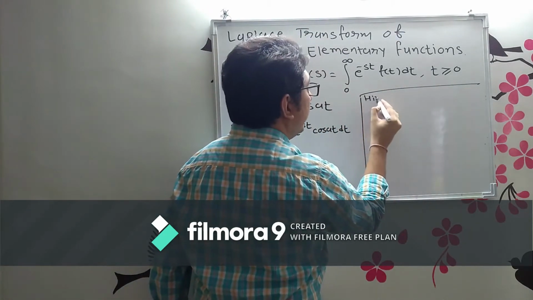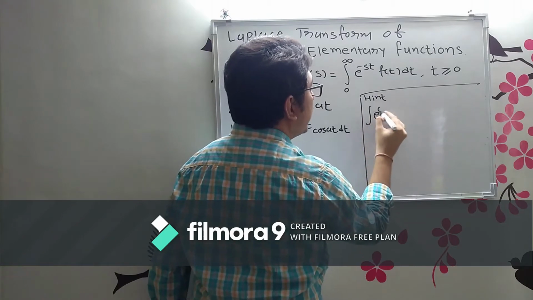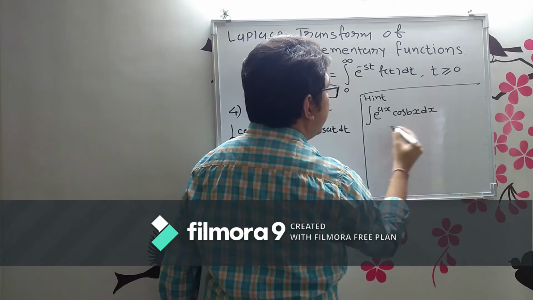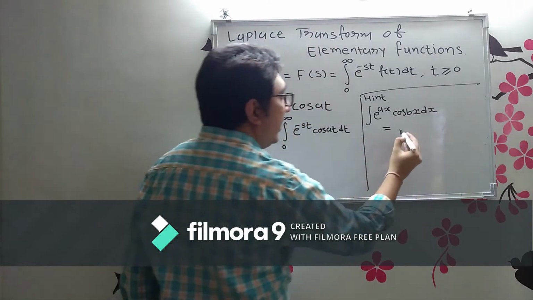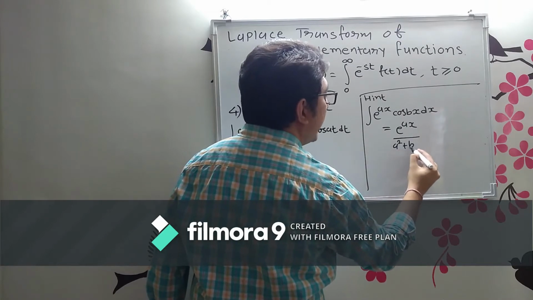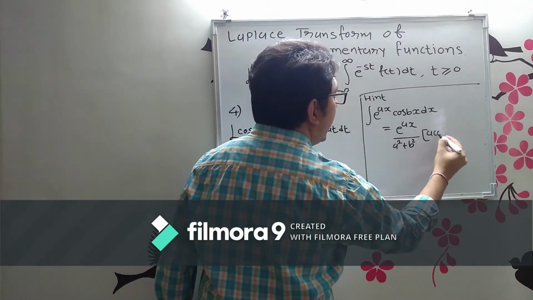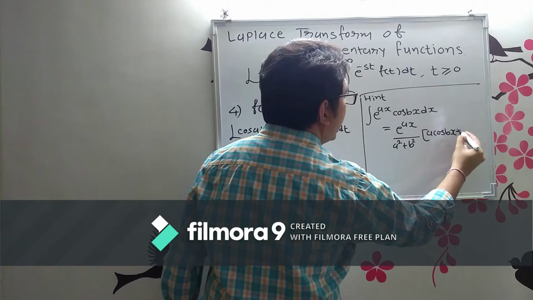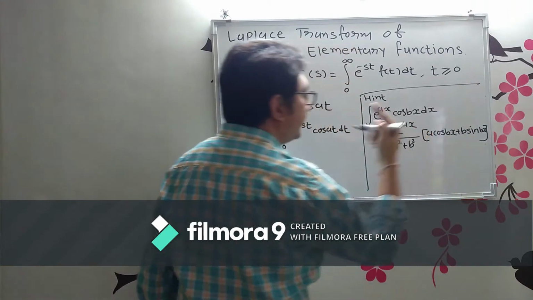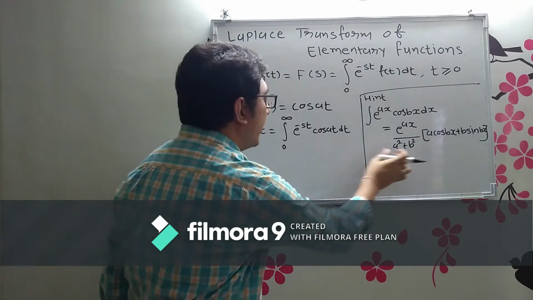Note down this formula. Integration of e raised to ax cos bx dx is equal to e raised to ax upon a square plus b square into the bracket a cos bx plus b sin bx. Friends, note down this formula. I am going to use this formula in this example.